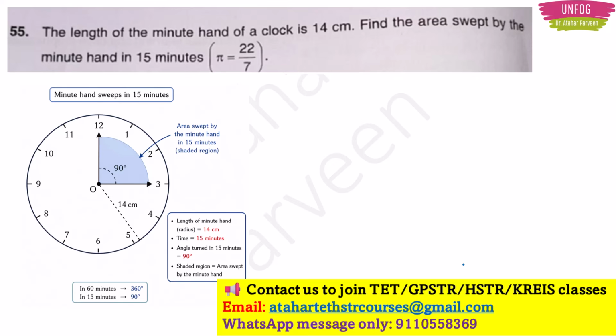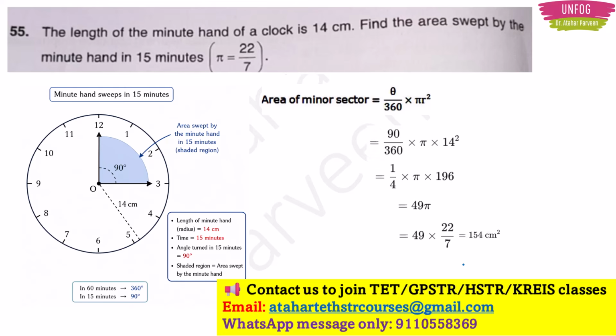And what about the radius? They have told that it is 14 centimeter. So here if you imagine, it is like a circle which is having a sector. So area of the minor sector will be equal to, the formula is there, right? Theta upon 360 into pi r square. So what is theta here? It is actually 90 degree. That is only our theta, right? So what about the radius? They have given it in the question only, it is 14, right? So substituting, you will get the area of the minor sector.